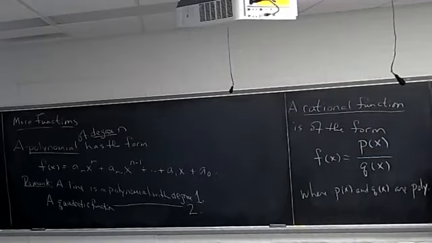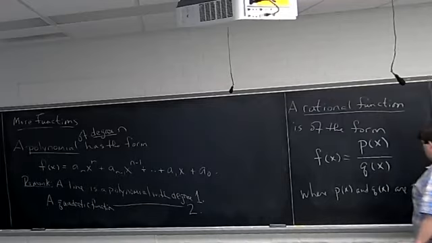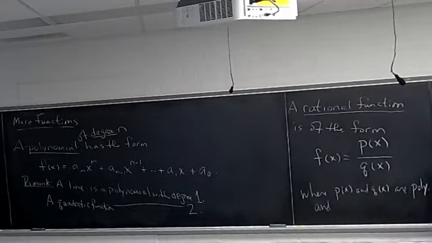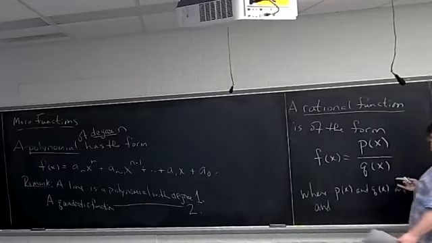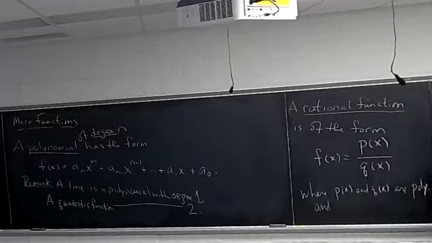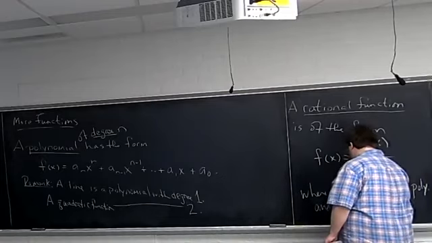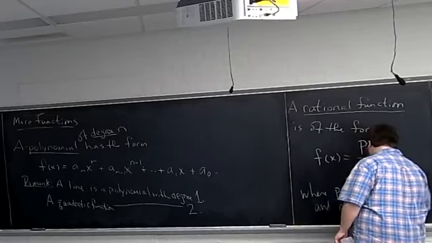So polynomial is a long word. I'll just say poly, period. And you know, a rational number is a number which can be written as a fraction. A rational function is a fraction of polynomials. So if we're defining a fraction, the bottom can't be zero. So where p of x and q of x are polynomials, and q of x isn't zero.